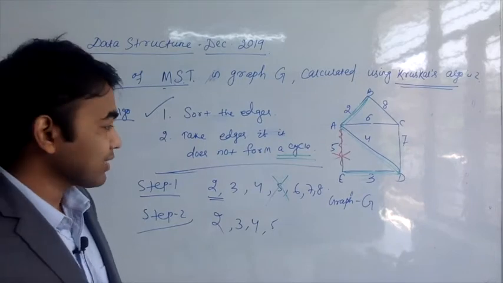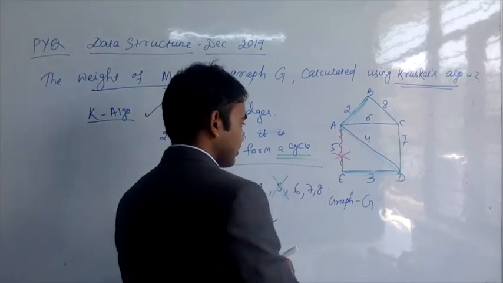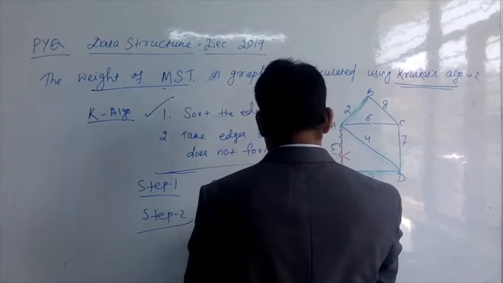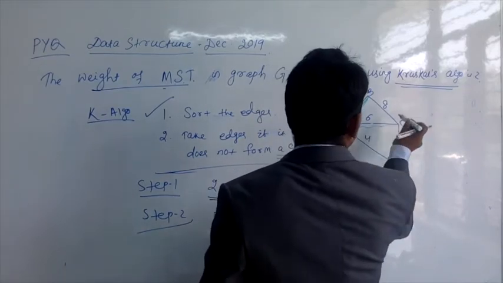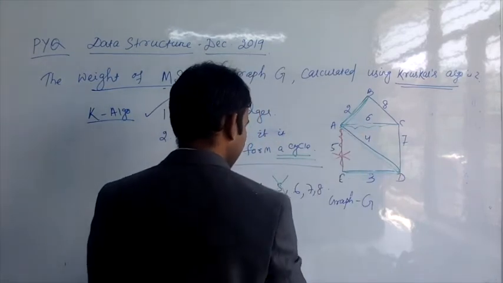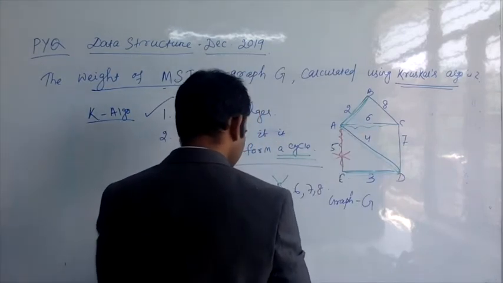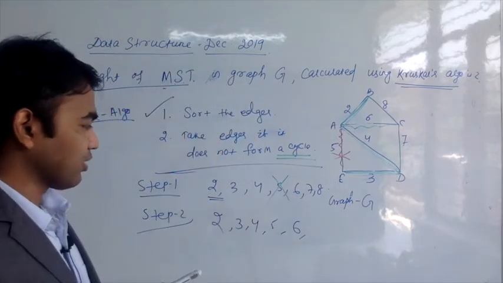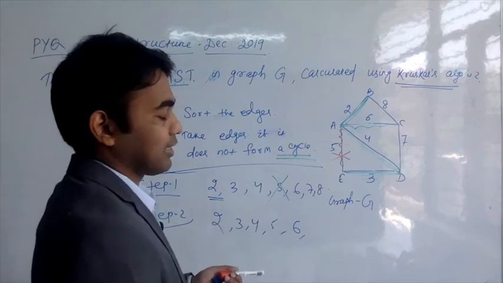Then what about the next edge? Can I take 6? Yes. I can happily take 6, right? Why? Because it is not forming a cycle, okay. So then I can take this particular 6 happily. Do I need to check for 7? Just try to understand. Do I need to go for 7?